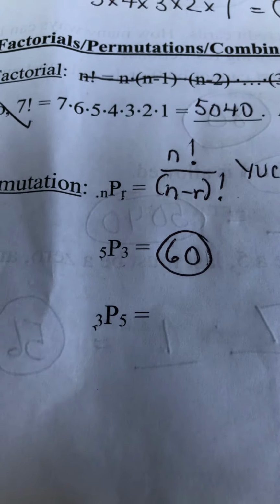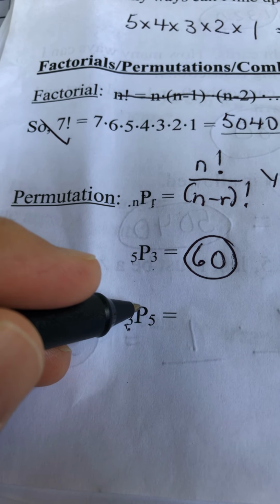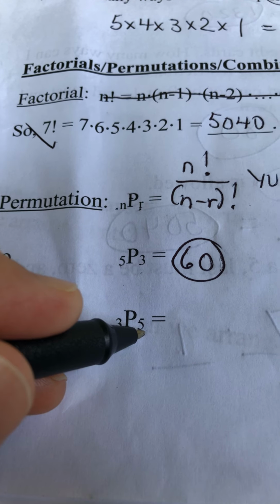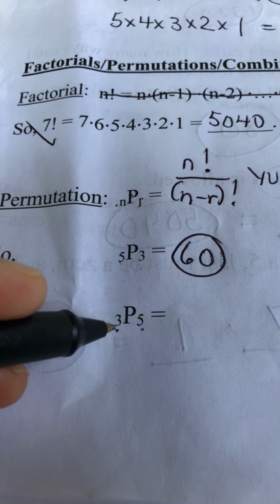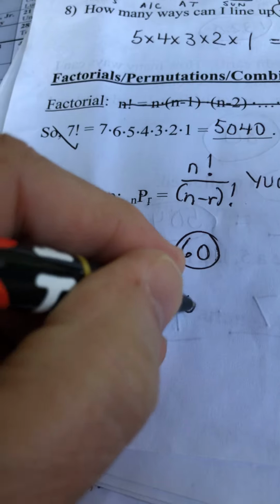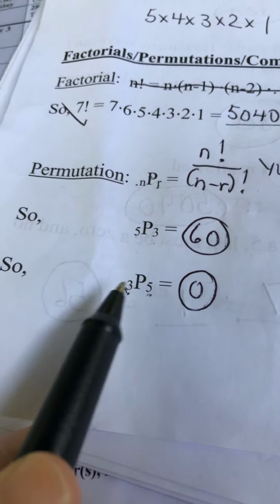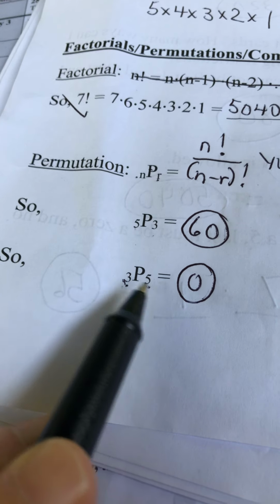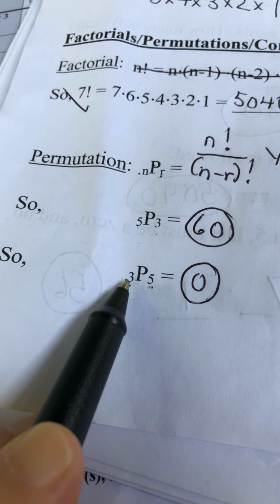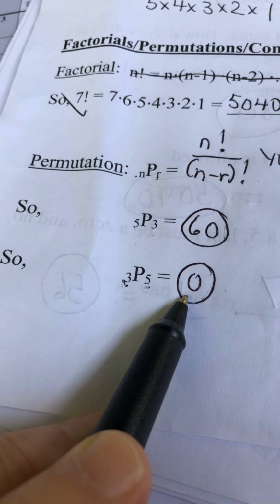What if I said to you, okay, I have 3 objects total. How many ways can I arrange them in order if I'm pulling 5 of them? Well, wait a minute. If I have 3 total and I'm trying to pull 5, there are 0 ways to do that. There's 0 ways to do something if the number in front is smaller than the number in the back. It doesn't work. I have 3 objects and I'm supposed to pull 5 and arrange them in order. There are 0 ways to do that.